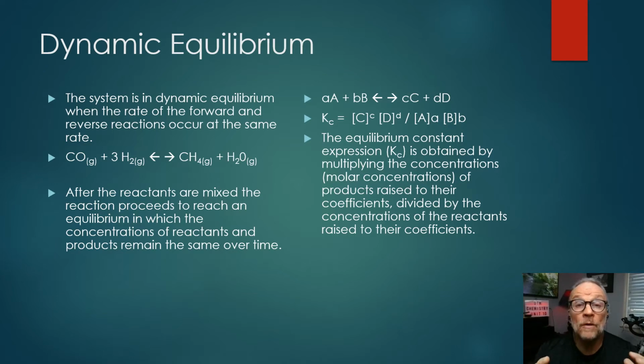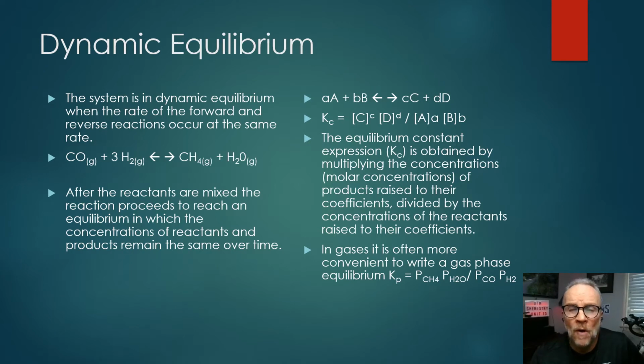It's important to note that these are molar concentrations, or moles per liter of those species. So it says here the equilibrium constant expression Kc is obtained by multiplying the concentrations of the products raised to their coefficients divided by the concentrations of the reactants raised to their coefficients. So it's always products divided by reactants. And so we'll talk more in depth about this in a minute. But if you have a Kc value that is a lot greater than 1, it favors products. If it's a lot less than 1, it favors reactants.